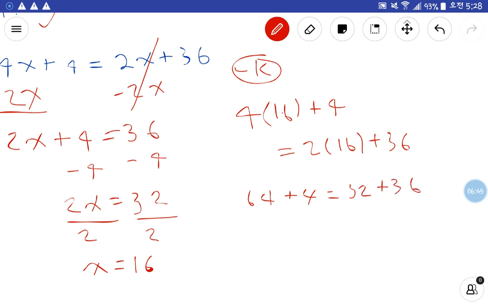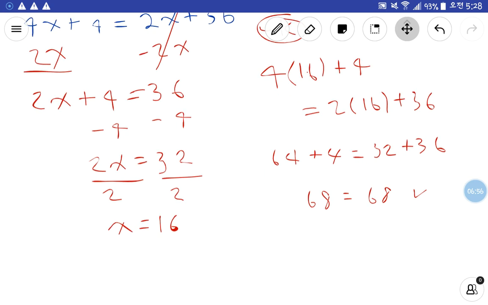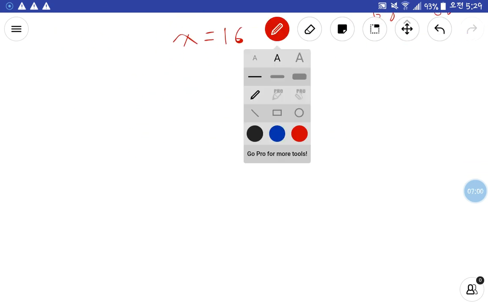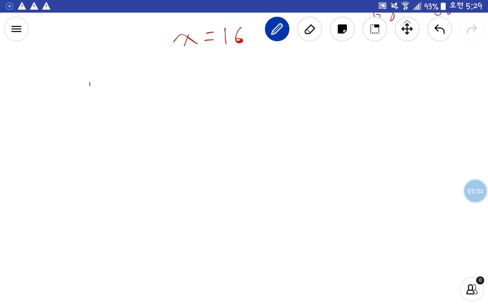64 plus 4 would be 68, and 32 plus 36 also 68, so my answer got checked, which is 16 would be perfect. Alright, let's move on to my question B.